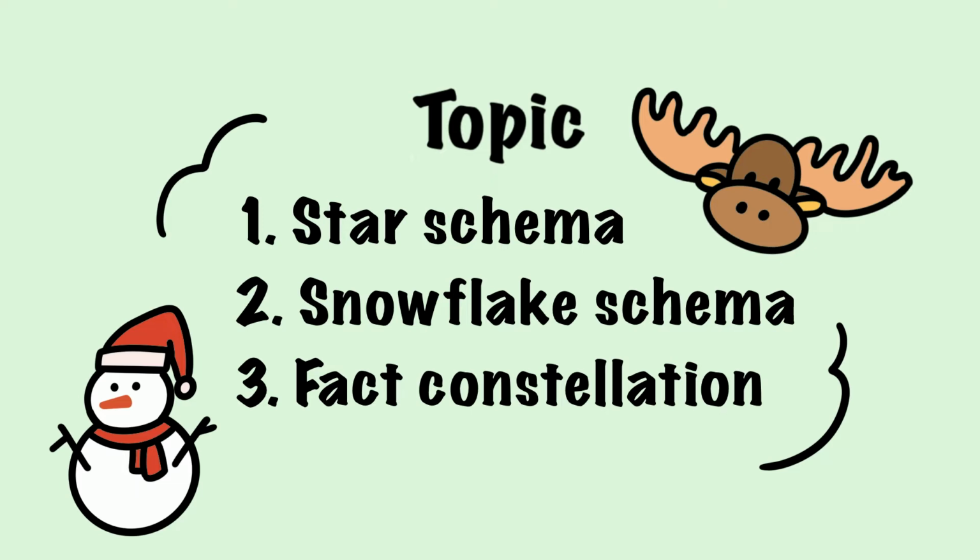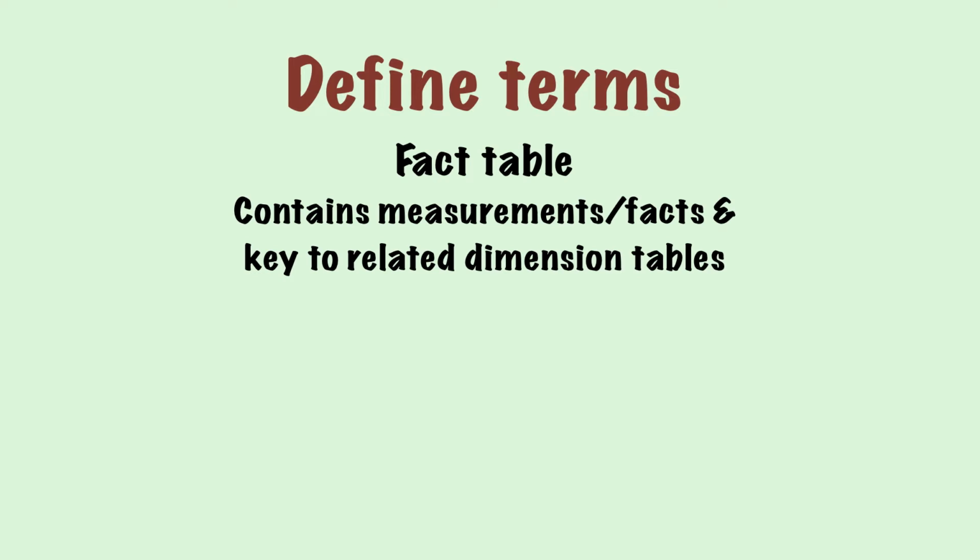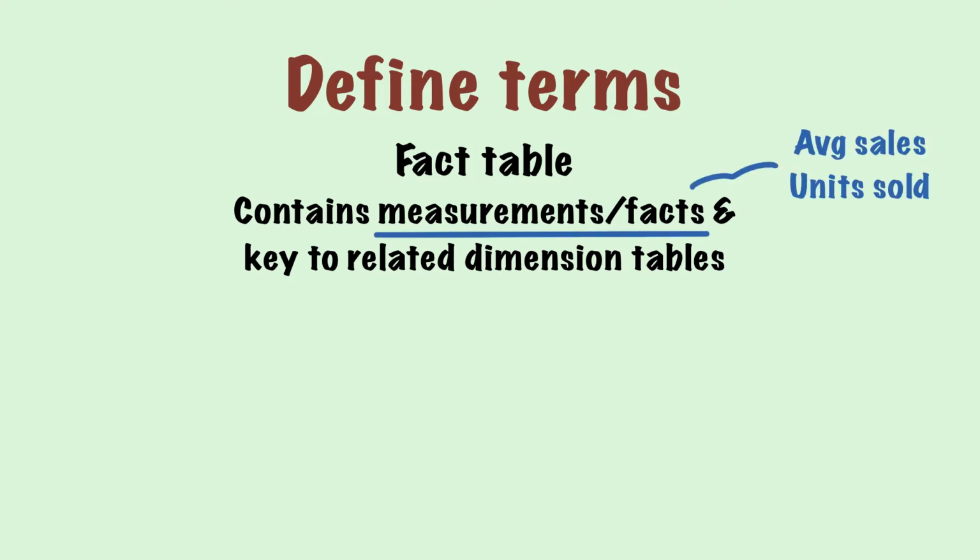Schema in database is basically the collection of tables. And these three methods refer to different ways to organize the tables. The first thing we do is to define terms. Fact table is a table that contains two things: measurements and keys to related dimension tables. Measurements are intuitive. Any measurable thing can be considered as measurements or facts. For instance, average sales or units sold of a product.